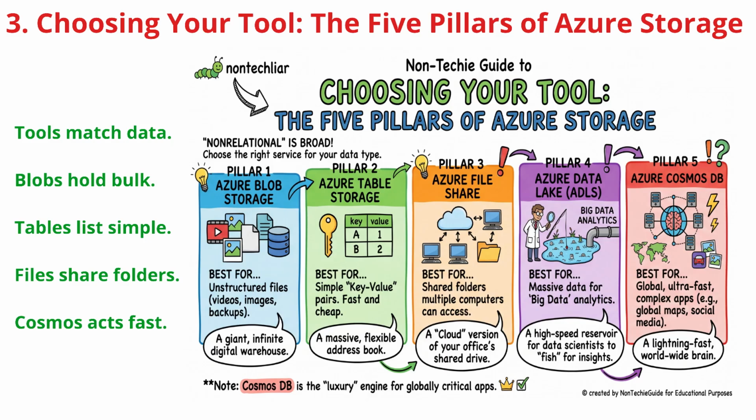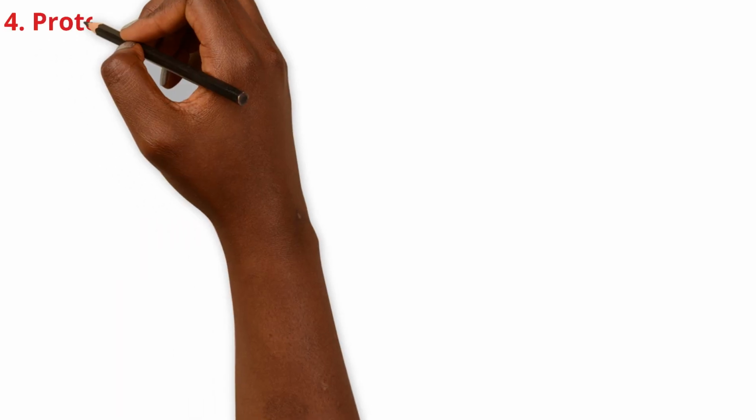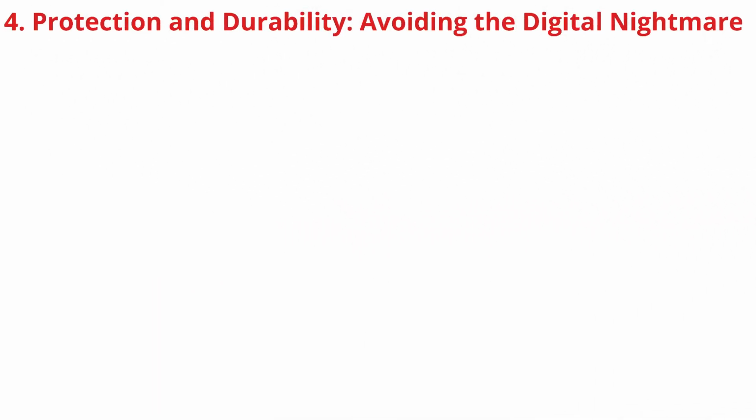Need to share folders between computers just like you did at the office? Azure File Share is the cloud version of that shared drive. When it's time for serious big data analytics, Azure Data Lake provides a massive reservoir for data scientists to fish for insights. And finally, for your critical global apps that require impossible speed, we have Azure Cosmos DB, the luxury, ultra-fast, worldwide brain.